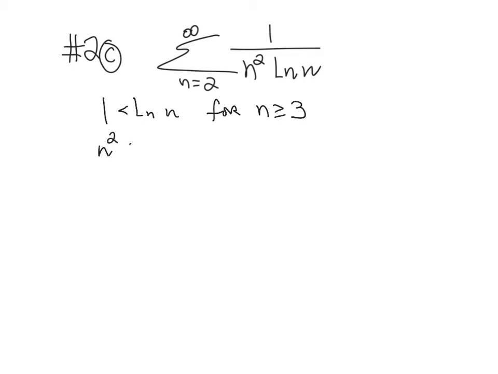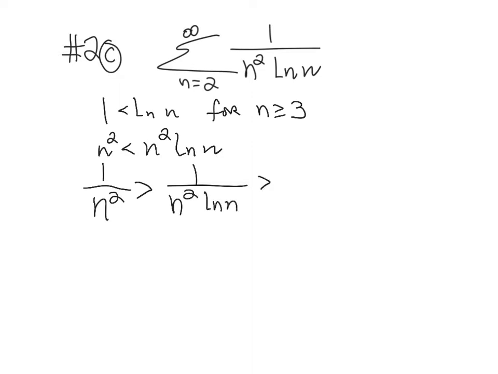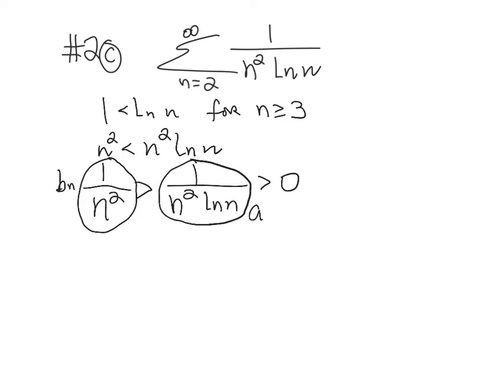Now let's multiply both sides by n squared. n squared alone is less than n squared times ln of n for n greater or equal to 3. Now let's flip these. 1 over n squared is greater than 1 over n squared ln of n. This is positive for all n greater or equal to 3. 1 over n squared is b sub n. 1 over n squared ln of n is a sub n.